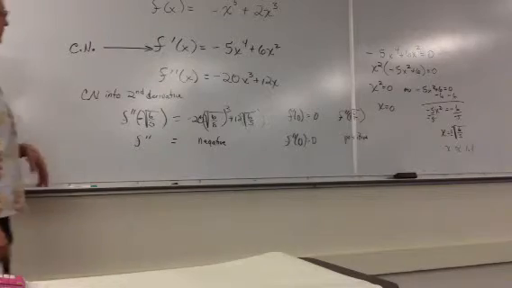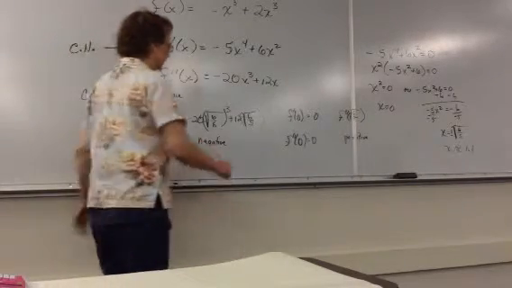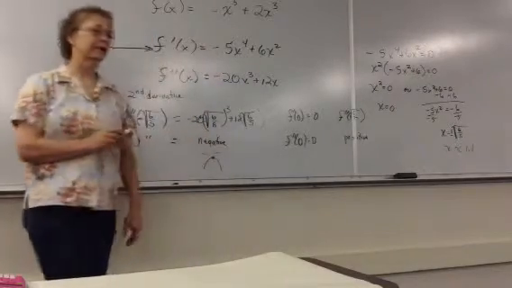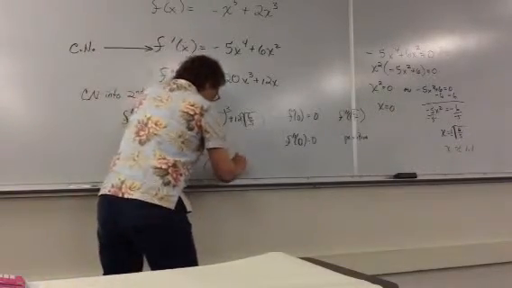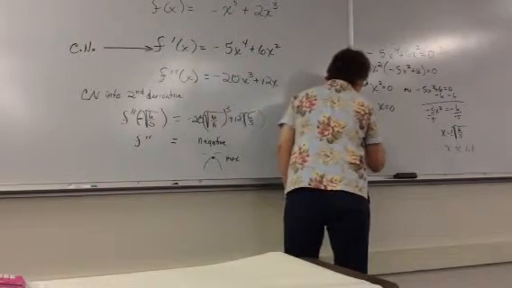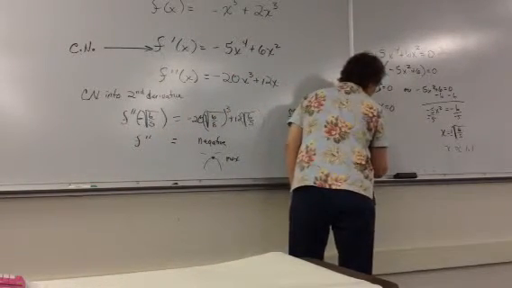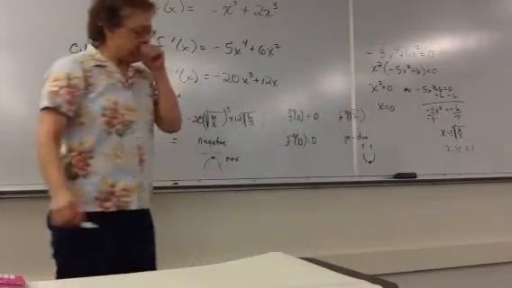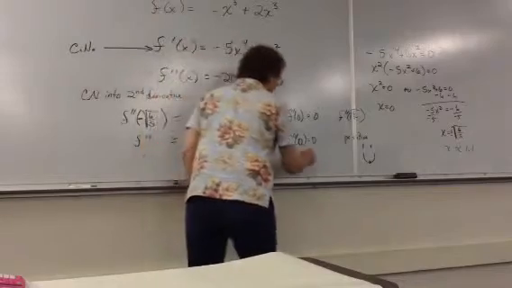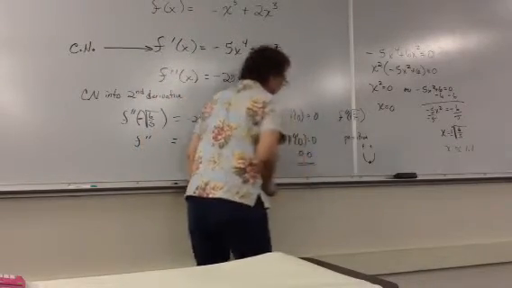Okay, so the second derivative test says if the second derivative is negative, we have an unhappy face, which means we have a max. Second derivative is positive, means we have a happy face, so we have a min. When the second derivative is 0, we don't know what to do.